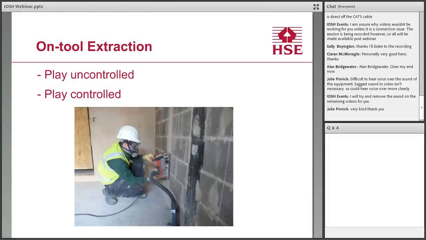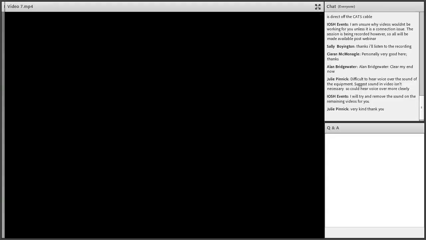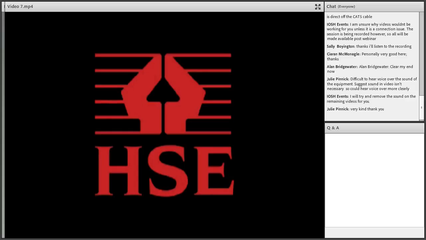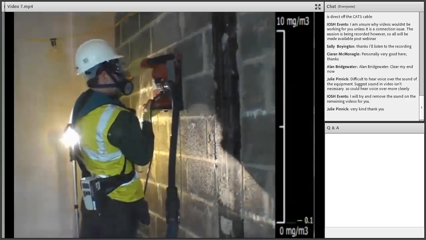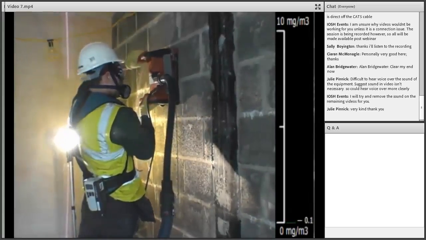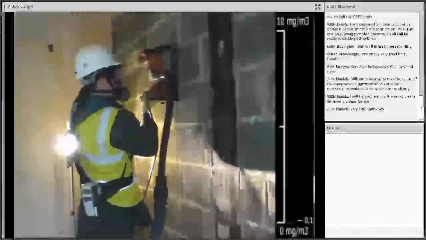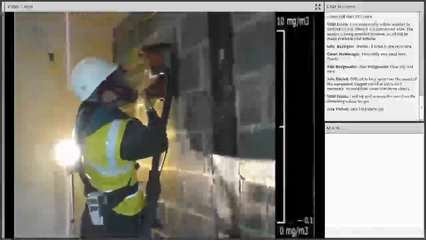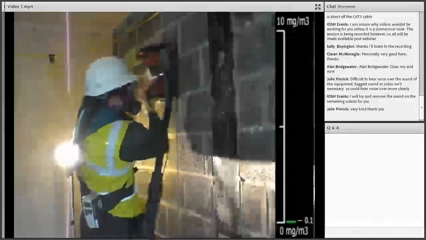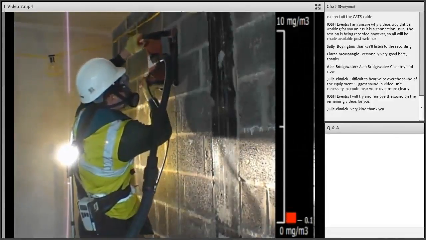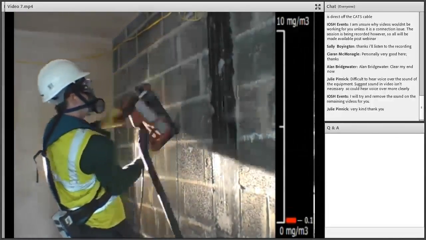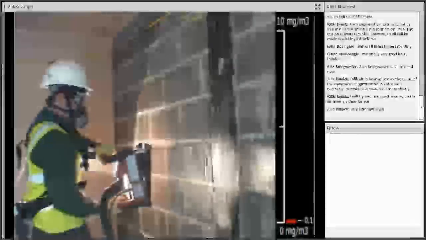And what we'll do is we'll play it now with on-tool extraction on. Now you can also see a very visual difference there. The dust lamp in the back is hardly picking up any dust. On the right hand side, what you'll see is that there is still silica there, although it's much lower levels. It's not 100% effective, and that's why we've got the mask as a backup control measure.